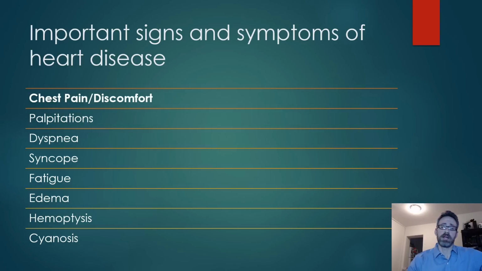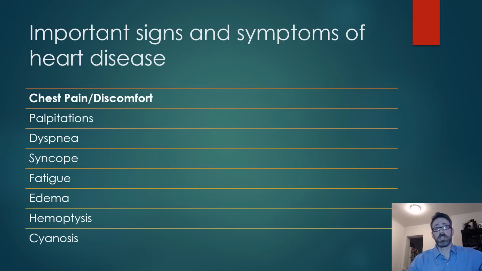Edema would be swelling, right? And there are various types of edema. We'll talk about that. Hemoptysis, which is coughing up blood. You increase pressures in the lungs because the heart has backed up pressures, and you may rupture capillaries and so on, and that can lead to bleeding in the lungs.